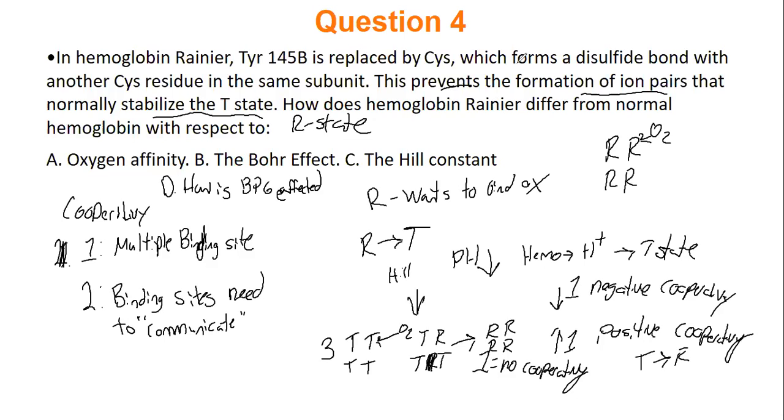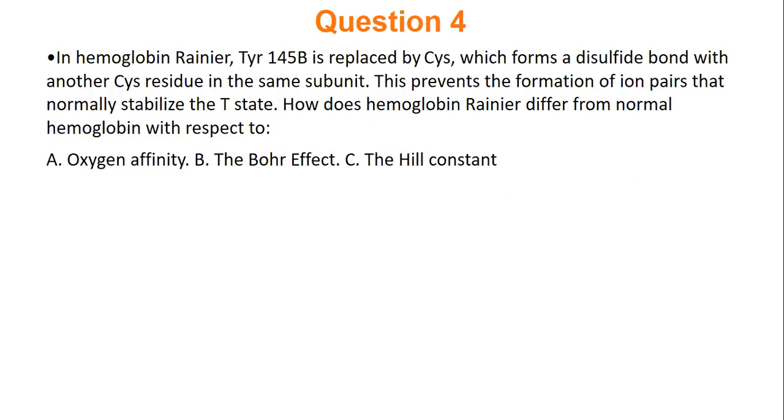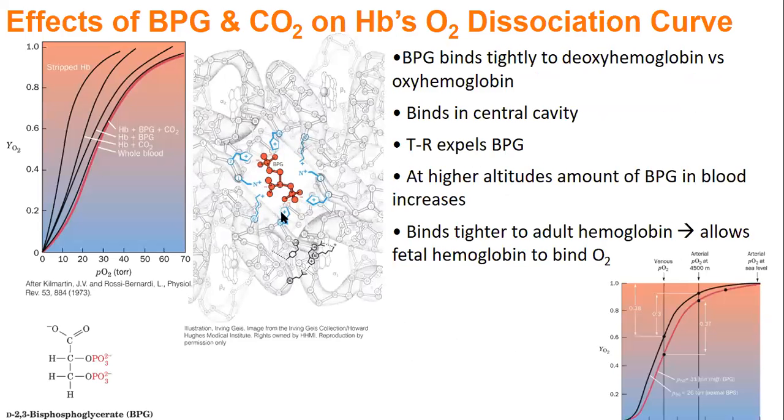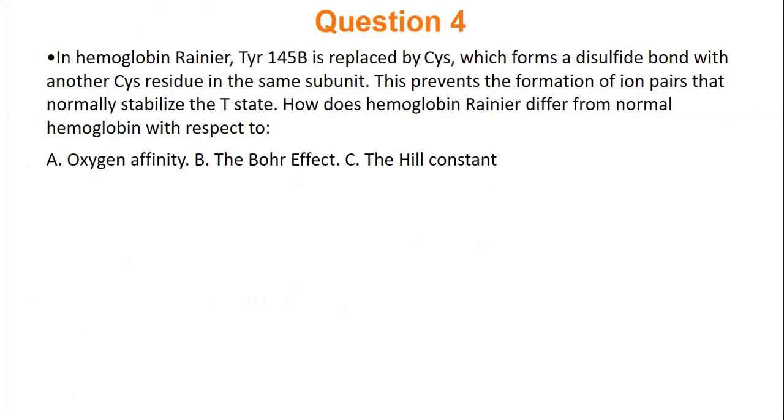Let me just go back. If we go back two slides, here, when BPG is binding right in the center, that type of binding is only possible in the T state. And when we go to the R state, BPG is actually kicked out of the center cavity because it doesn't bind to the R state. So if we're mutated and we stay in the R state, then BPG won't ever bind. So it won't have any effect. So you can see if you have a mutant hemoglobin like we have in Rainier, that causes a lot of problems.